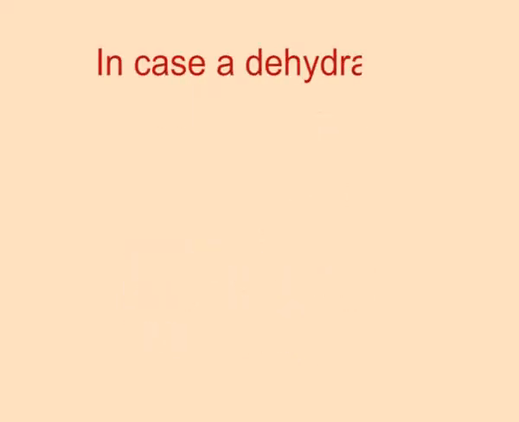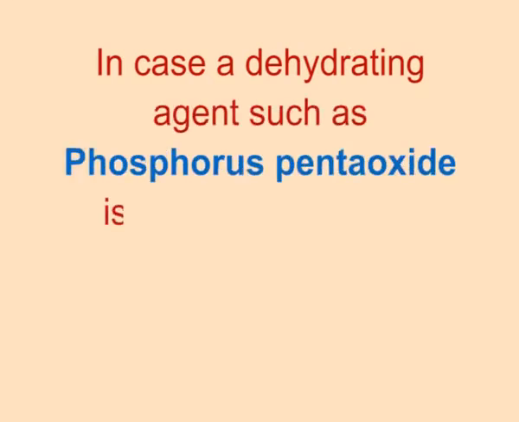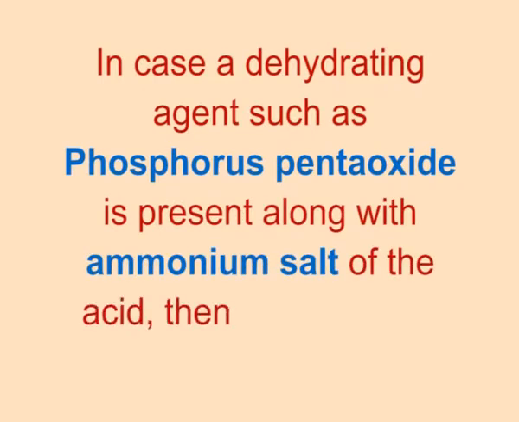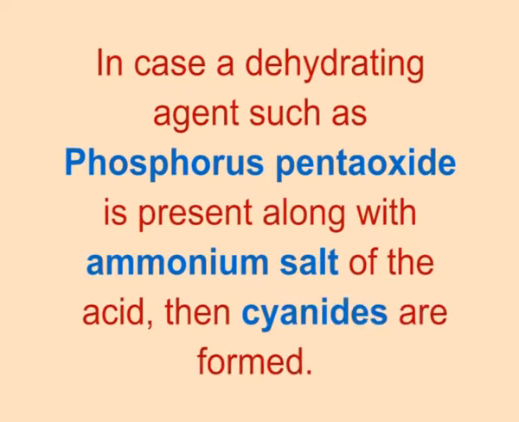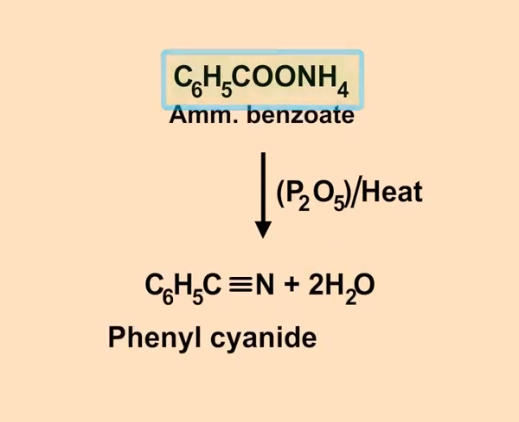In case a dehydrating agent such as phosphorus pentoxide is present along with ammonium salt of the acid, then cyanides are formed. For example, ammonium acetate, when heated in the presence of phosphorus pentoxide, forms methyl cyanide and water. Ammonium benzoate, on being heated with phosphorus pentoxide, forms phenyl cyanide and water.